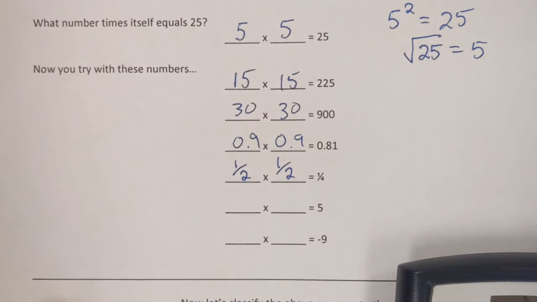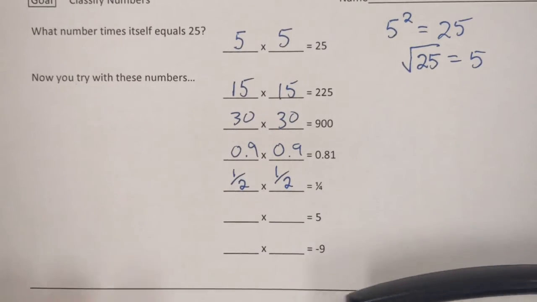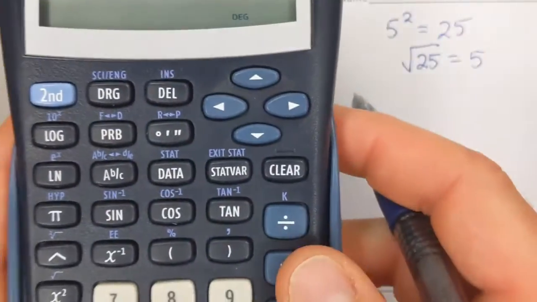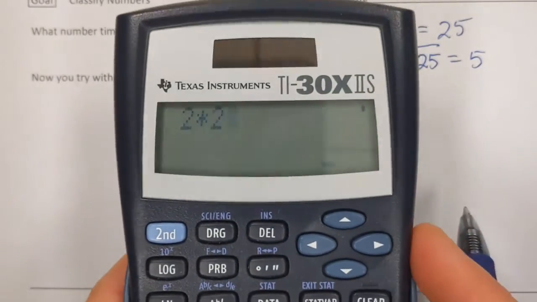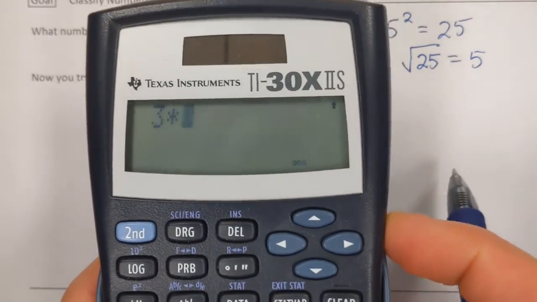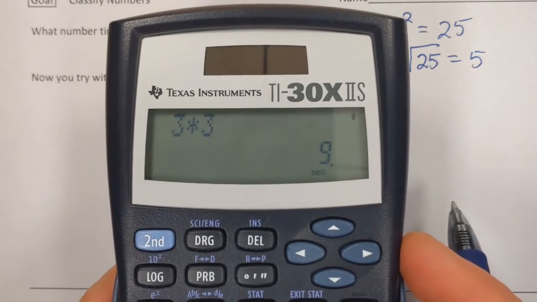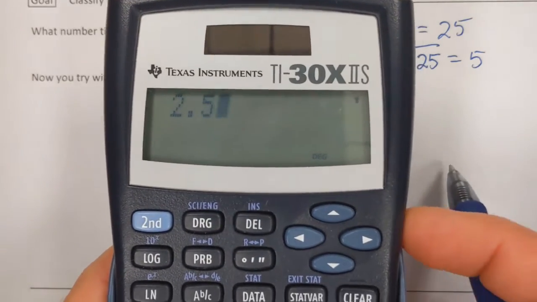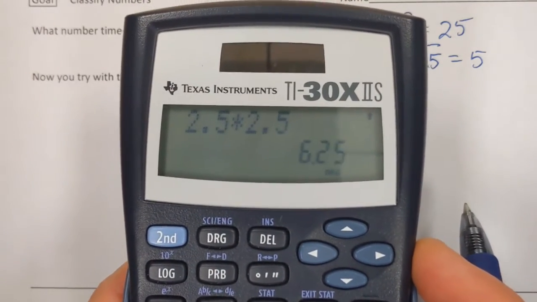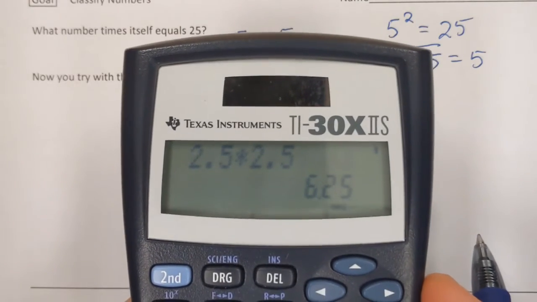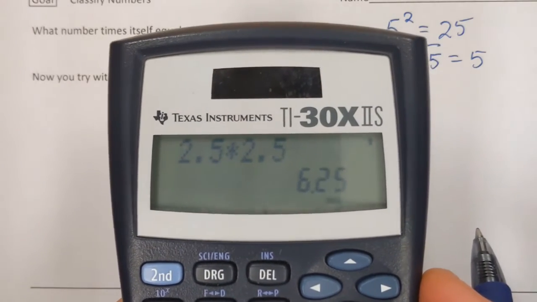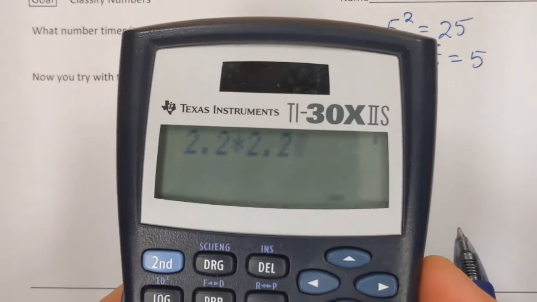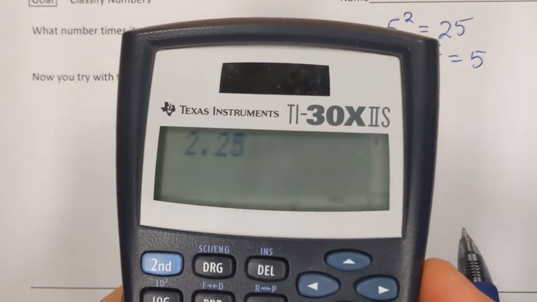What number times itself equals 5? Well, this is not so easy. We know 2 times 2 is 4. 3 times 3 is 9. So it's got to be some decimal in between 2 and 3. Here I'm trying 2.5. That doesn't work. That's getting me a little bit closer.